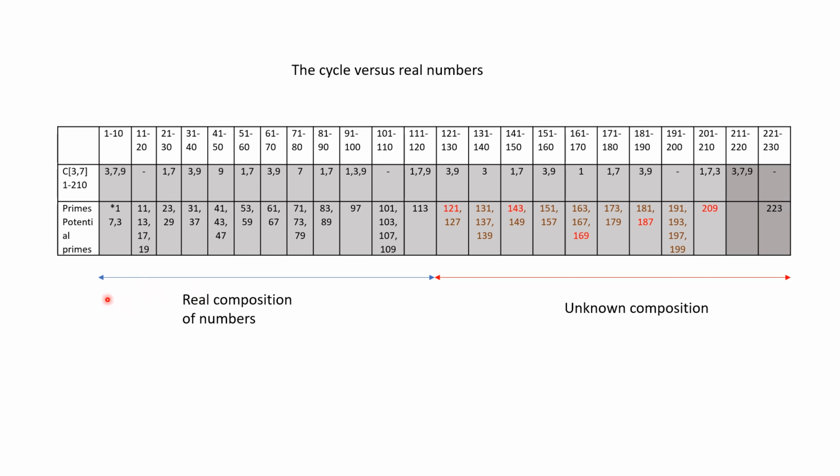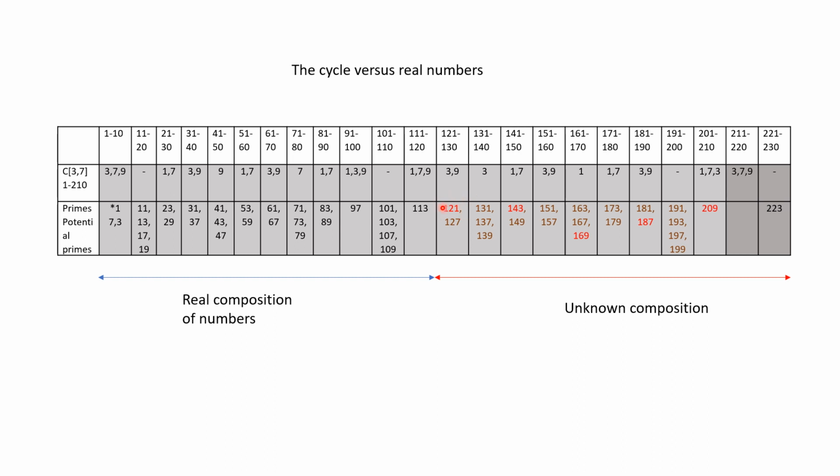Now you can see that I divided this into a real composition of numbers and an unknown composition of numbers, because another prime cycle is coming, like the 11. You have to know that 11 times 11 is 121. So here was the 121 as a potential prime, but because of the cycle of 11, it will not be a prime anymore.